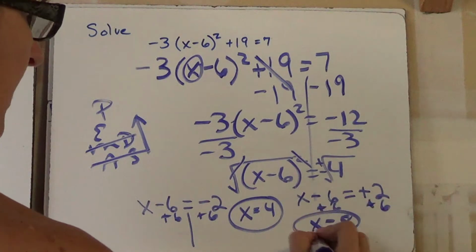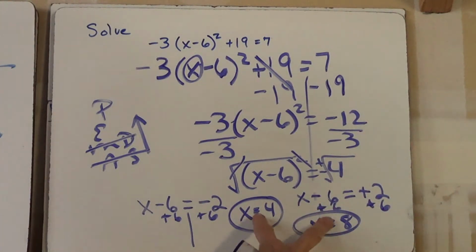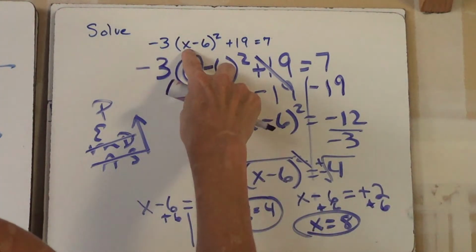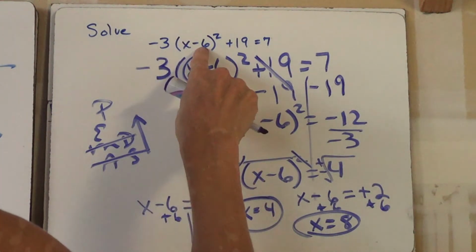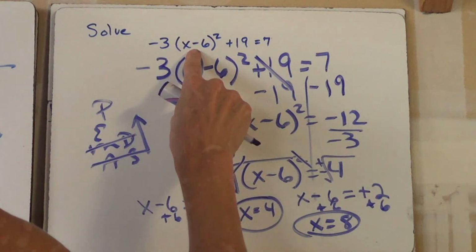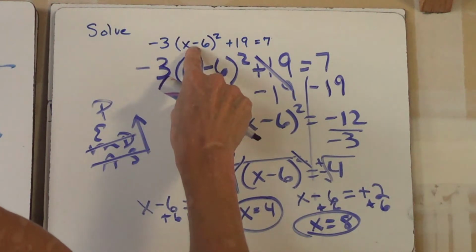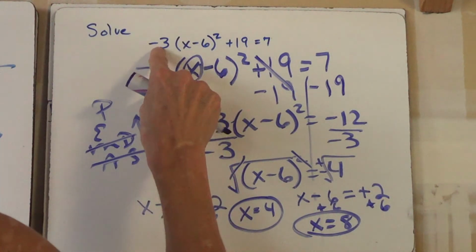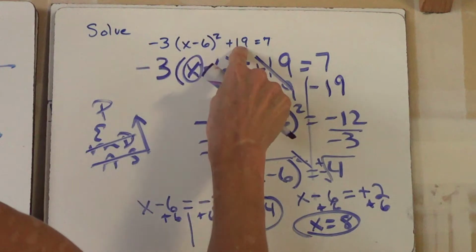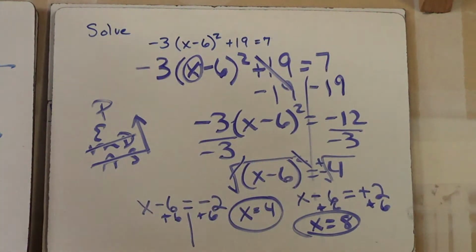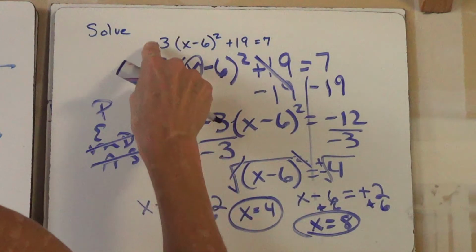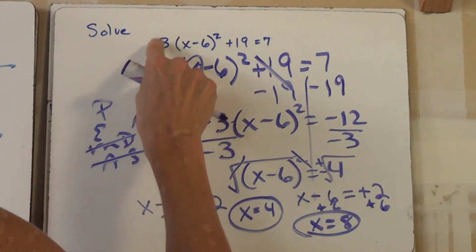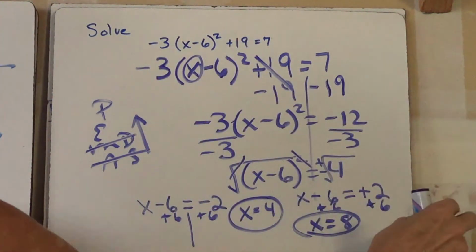Now one thing I should have mentioned previously, you should be able to plug these values in and create a true problem. So 4 minus 6 is negative 2. Negative 2 squared is 4. 4 times negative 3 is negative 12. Negative 12 plus 19 is 7. 8 minus 6 is 2. 2 squared is 4. 4 times negative 3 is negative 12 plus 19 is 7.